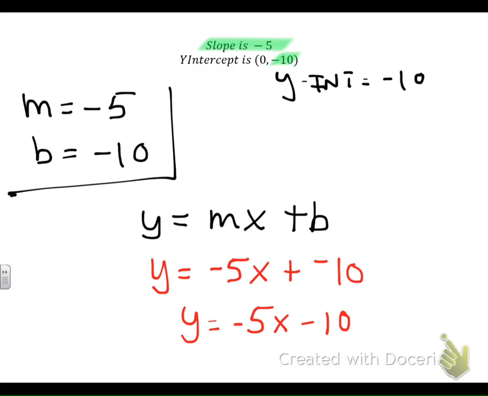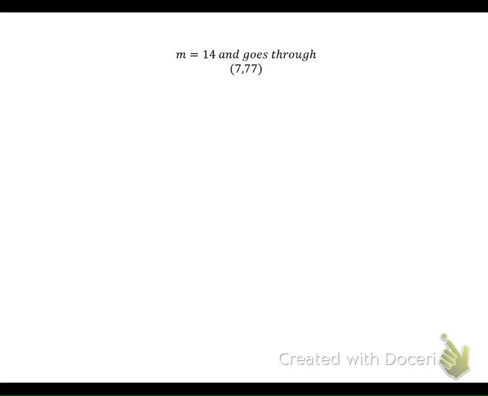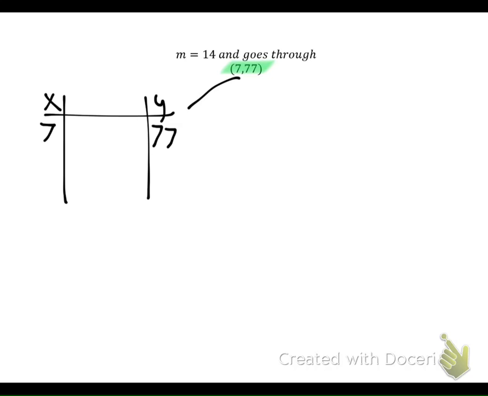Okay, so let's take a look at another example we have here. Sometimes they're going to give you the m and they may give you a point. Now what I like to do whenever I have a point like this is make a table, because that's going to help me organize my ideas. So I have my x, I have my y, and my x value is 7, my y value is 77. So I just put this point into my table. Now, I'm still looking for my m and my b. I know that my m is 14.